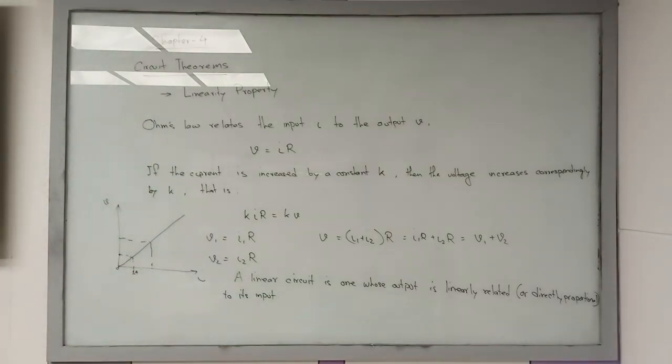So basically, a linear circuit is one whose output is directly proportional to the input. It is directly linearly related to its input. Whatever you are feeding it should be linearly proportional to the output value you are getting. So if you increase the input by a constant k times, your output will also increase by k times. It's basically like a gain amplifier, linearly related to the input. So this is the basic definition of a linear circuit.